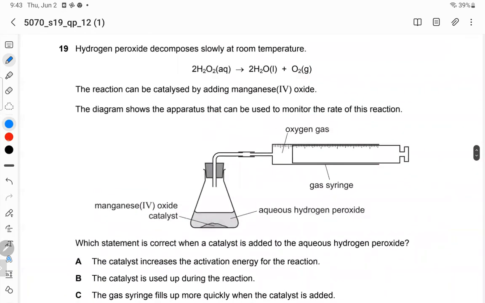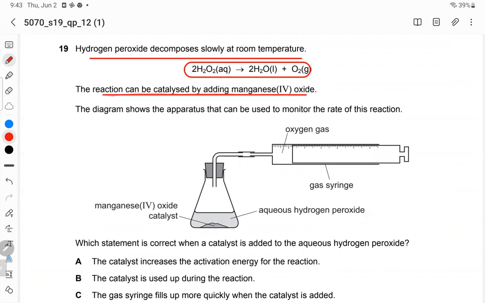Question number 19. Hydrogen peroxide decomposes slowly at room temperature, and here we have an equation. The reaction can be catalyzed by adding manganese(IV) oxide. The diagram shows the apparatus that can be used to monitor the rate of this reaction.